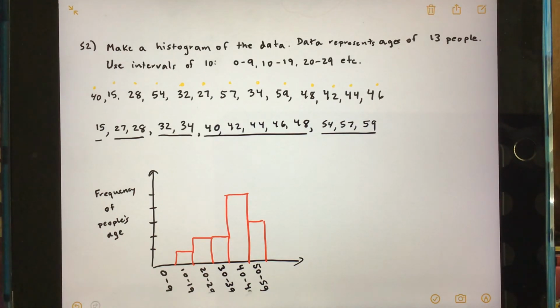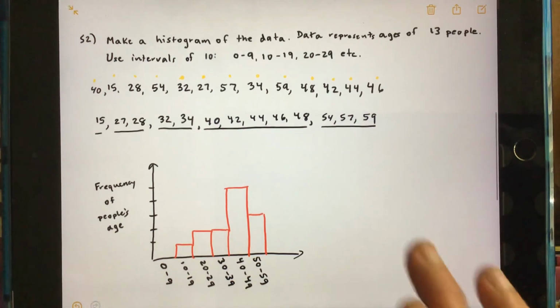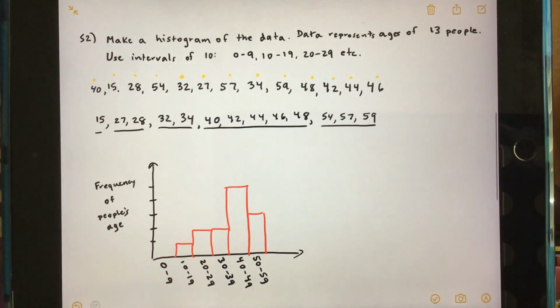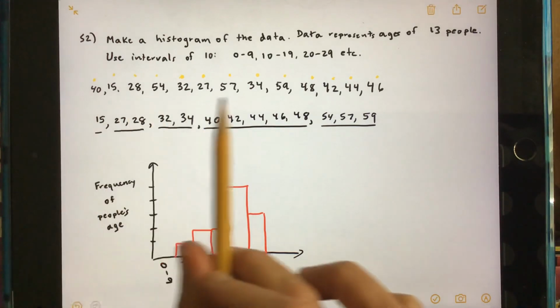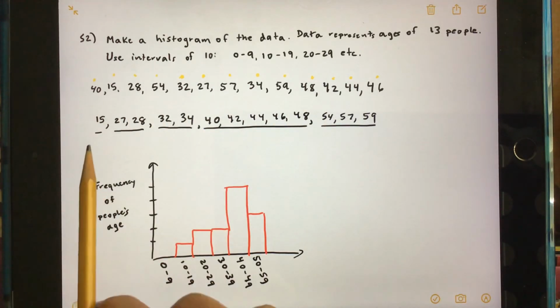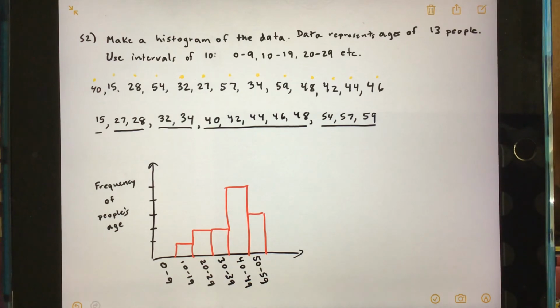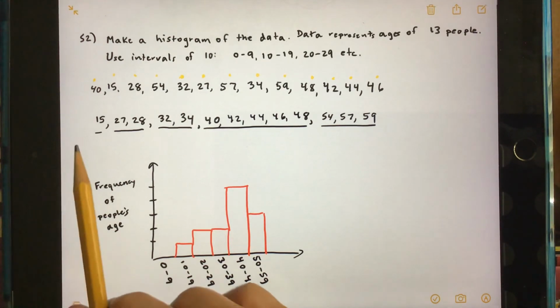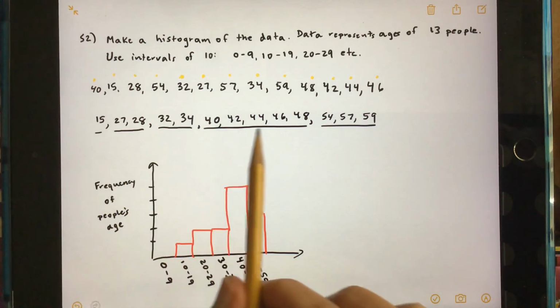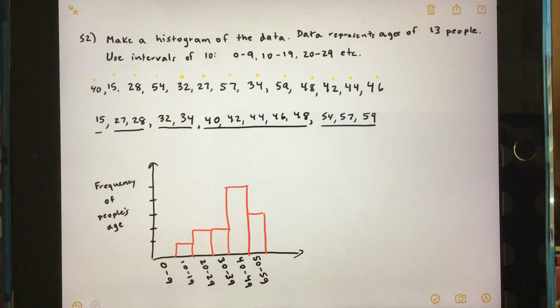It kind of spreads out my data a little bit so I can see where my group of people is populating the age group the most. So the first thing, I took all of these ages, I put them in order from least to greatest, 15 at the youngest, 59 at the oldest. And then I said, okay, where are my groups of 10? So here's my 10s, 20s, 30s, 40s, a lot of people in their 40s, and 50s.